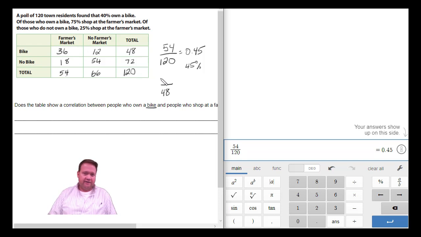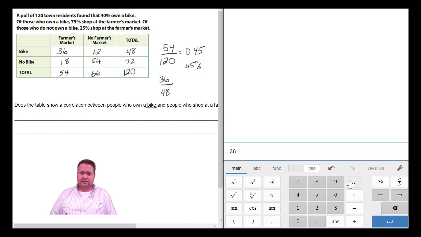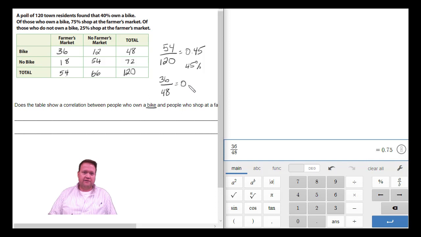It's 36. And if we take 36 and divide it by 48, you'll see the relative chance, 0.75, which is 75%. And so to answer the question, we have to ask, is this number significantly different than this number? And the answer is, it's a judgment call. Kind of make an observation that 75% really is a lot more than 45%. So what this suggests is, yes, if you're a bike owner, you are much more likely to go to the farmer's market than if you're just a randomly selected person in the town.